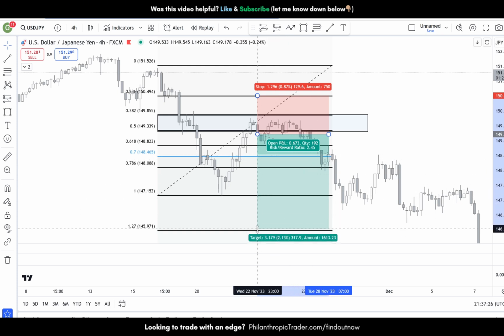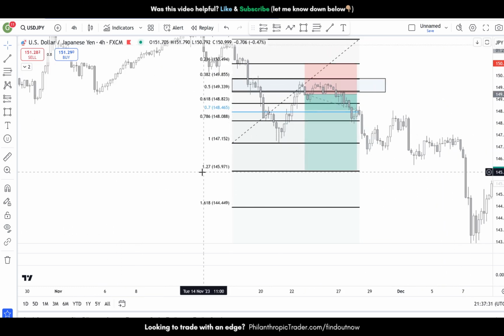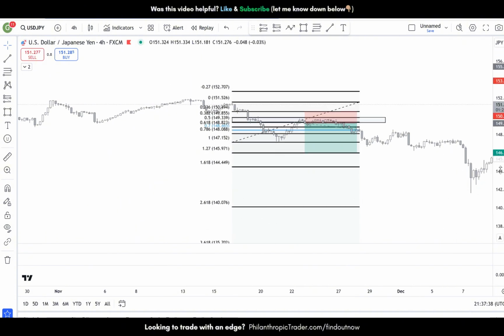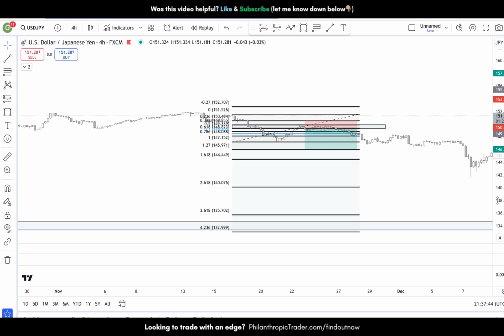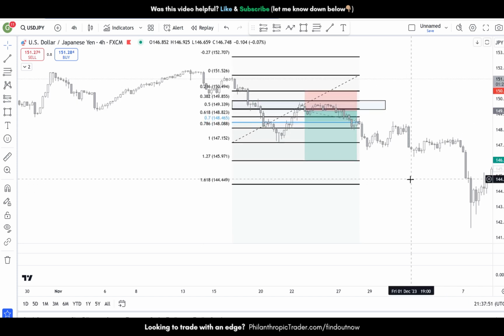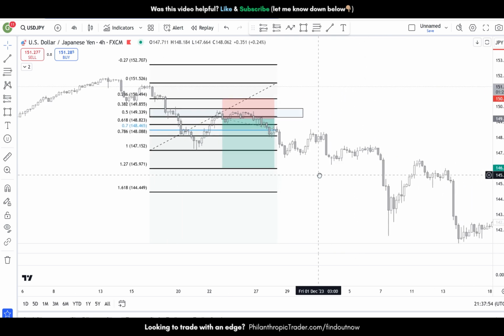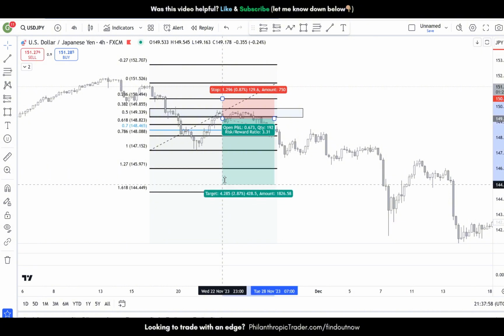And as you can see over here, I have also a few other levels. I have the 1.27 and the 1.681, and even lower I have the 2.61 and the 3.618 and 4.236, that's it. So these are levels that you can use for targeting, right? If you're looking for a TP level, then you can use these to take some profits, for example.